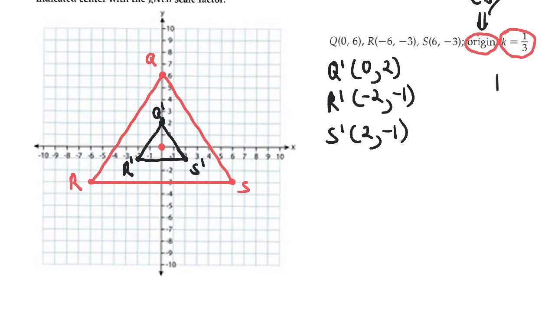Why? Because K is less than 1. Specifically, it's 1/3 the original size. Each of the corresponding sides are 1/3 the size of the original. The perimeter is 1/3 the size of the original. All right, let's move along.